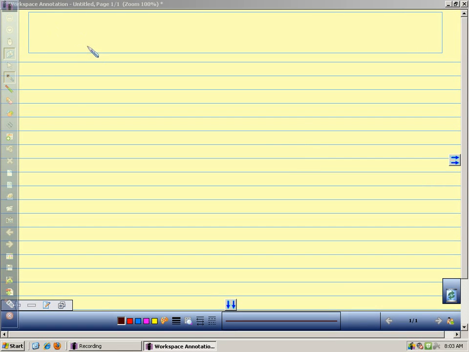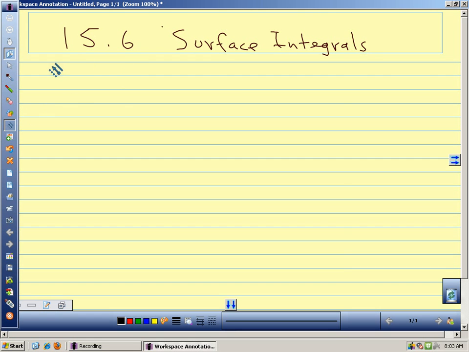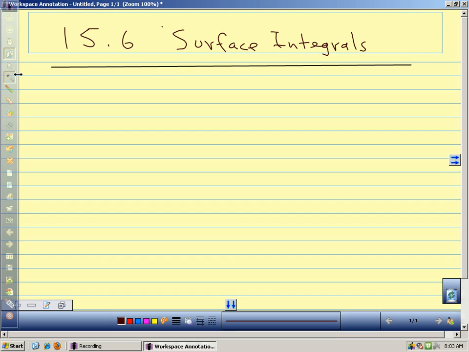So we're in 15.6, we're talking about surface integrals. So line integrals, Green's theorem, and then surface integrals have to do with the divergence theorem and Stokes' theorem. So those are kind of the big four ideas from chapter 15, the main things, the most important things that we're trying to get out of chapter 15.